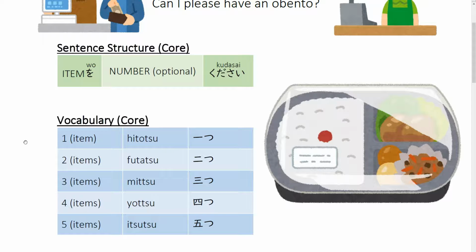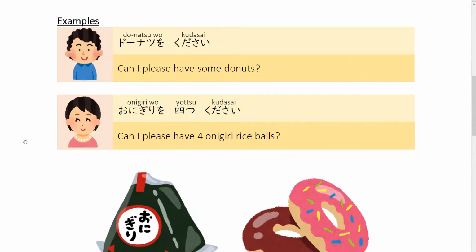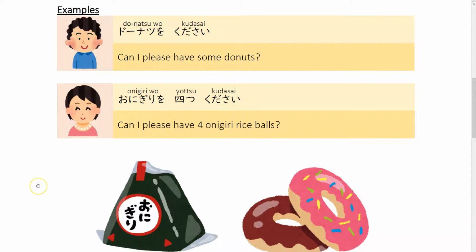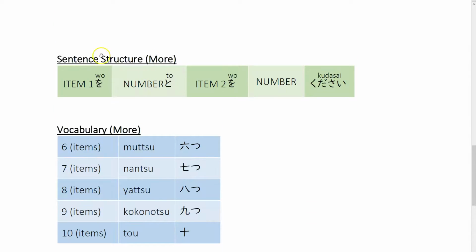5 items itsutsu. So in context, for example, it might look like, can I please have some donuts? Donatsu o kudasai. So I haven't specified how many, so I'm able to express myself as simply as something o kudasai. If I'd like to specify how many of these items, the number simply goes before kudasai. So for example, can I please have 4 onigiri rice balls? Onigiri o yotsu kudasai.